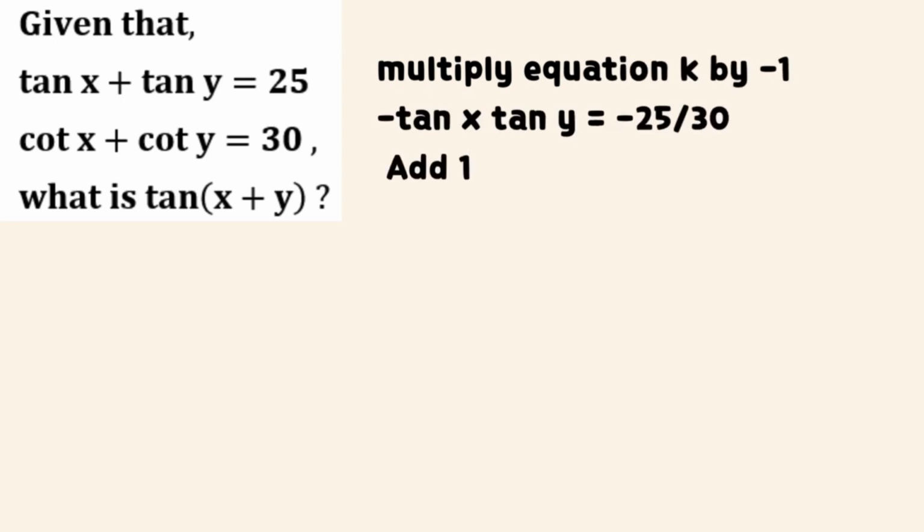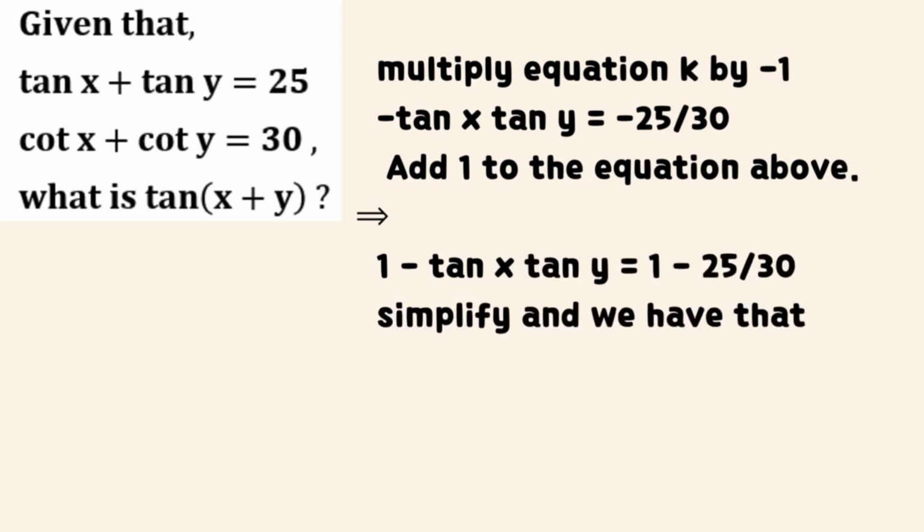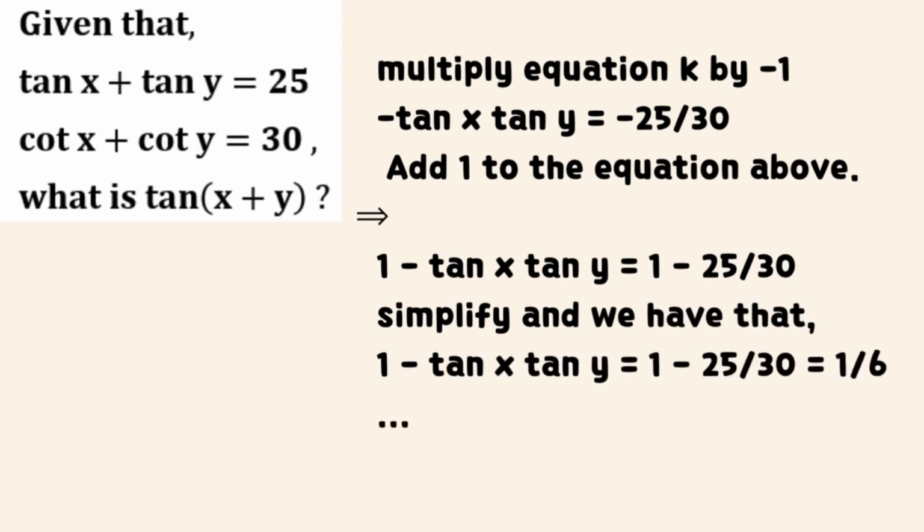Multiply equation 4 by -1. We have that the negative of the product of tan x and tan y equals -25 divided by 30. Add 1 to the equation above. It implies that 1 minus the product of tan x and tan y equals 1 minus 25 divided by 30. Simplify and we have that 1 minus the product of tan x and tan y equals 1 over 6. This we call equation 4.